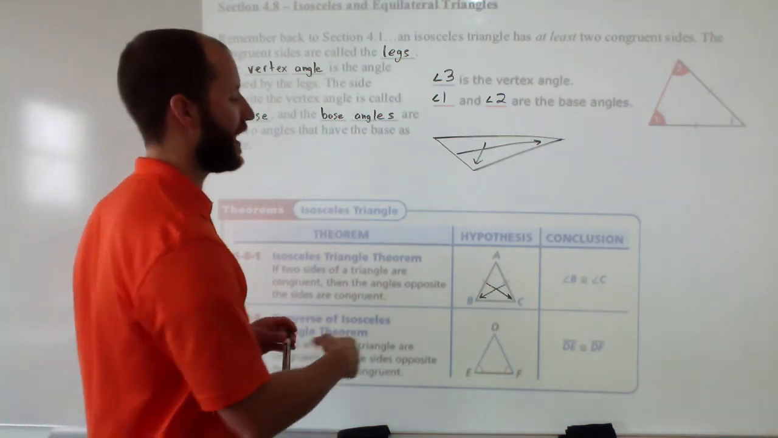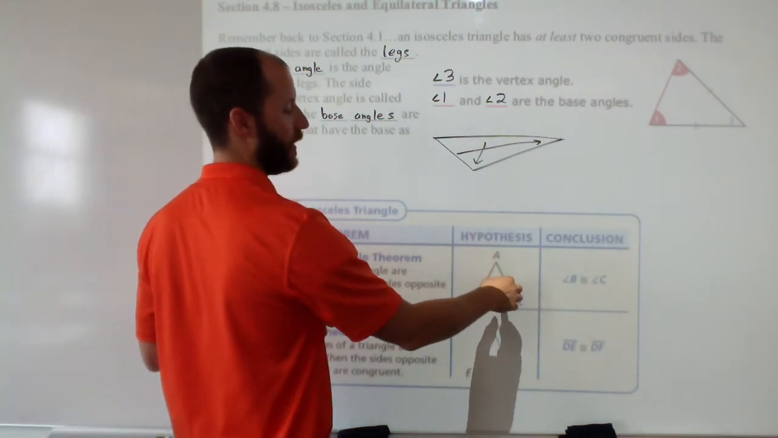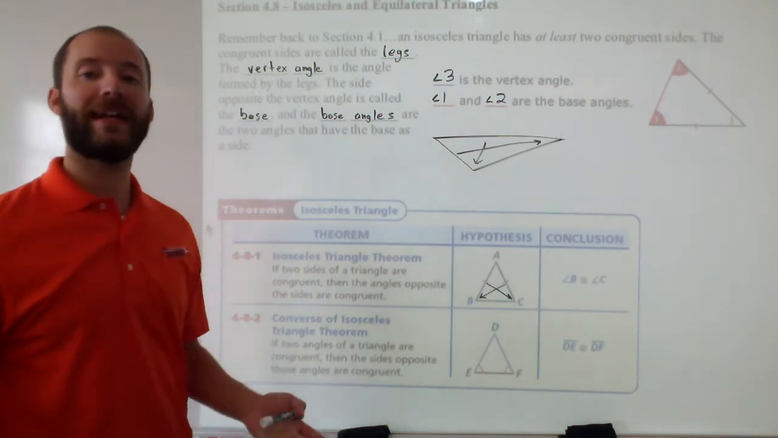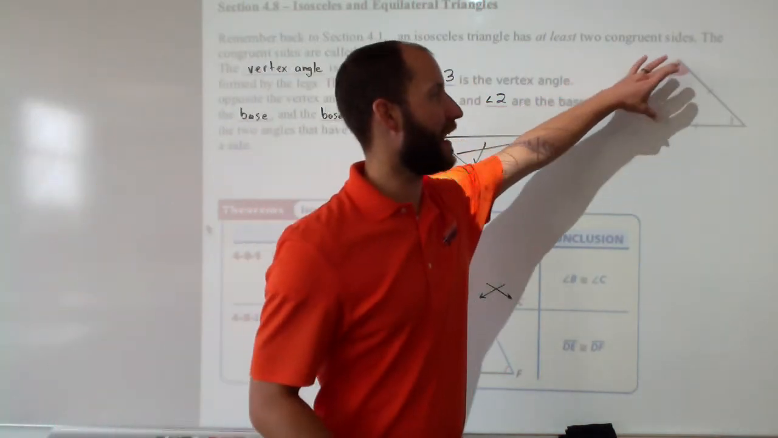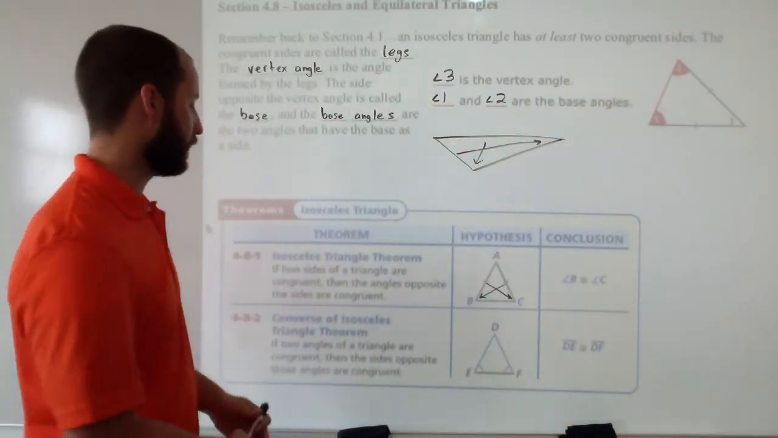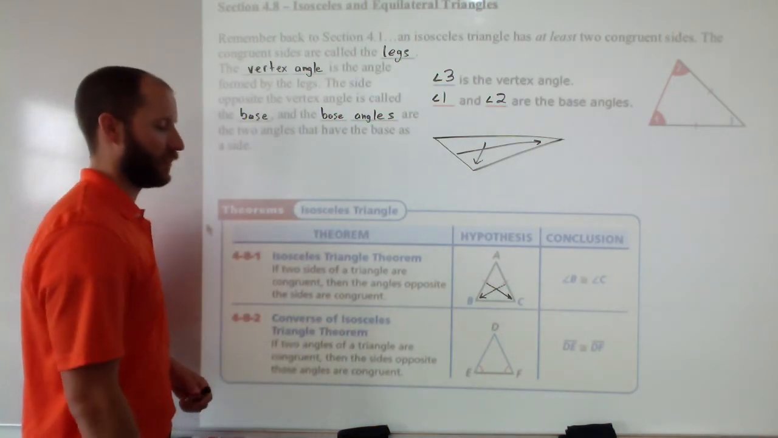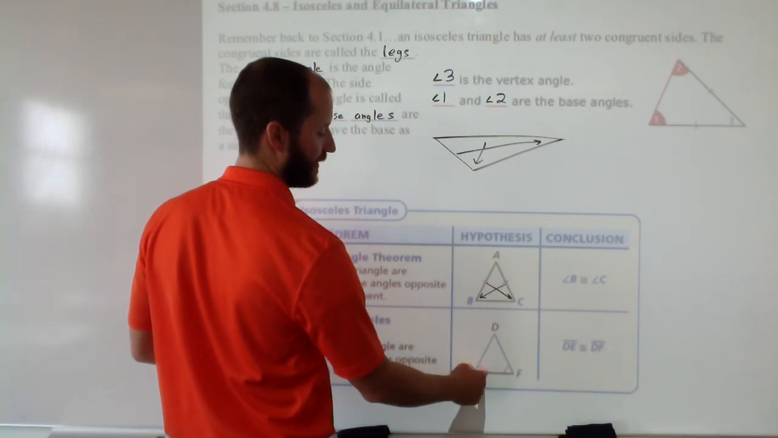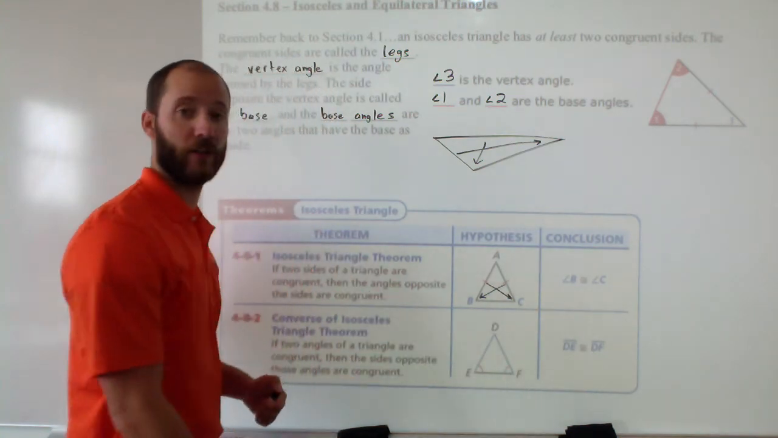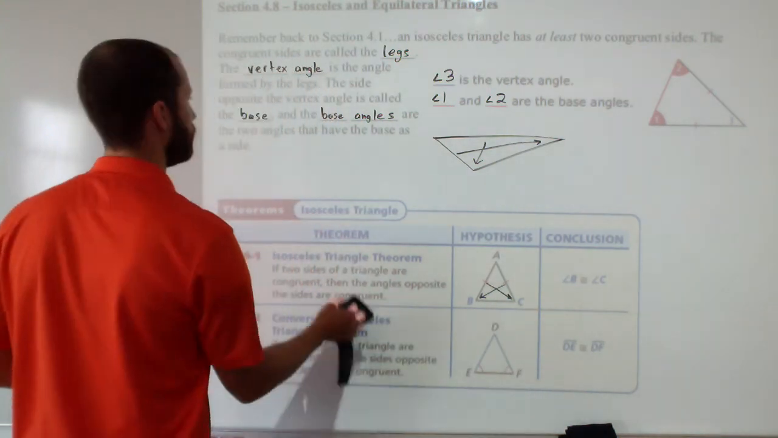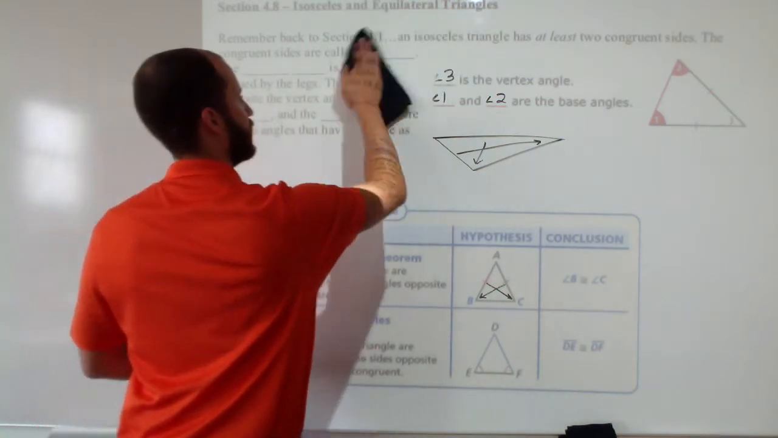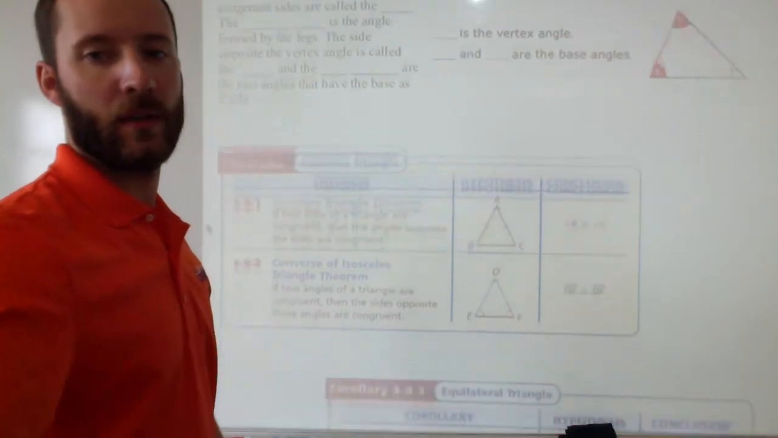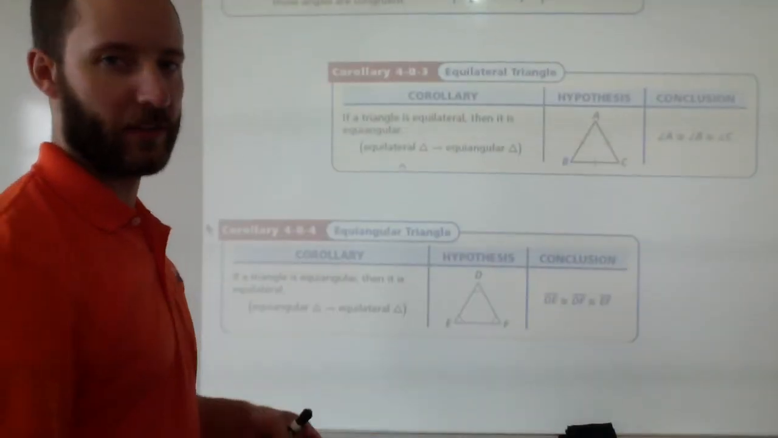So if you have two sides that are the same, it would make sense that the opposite angles are also the same. So in an isosceles triangle, the base angles are congruent to each other. Then we have the converse of the isosceles triangle theorem. If two angles in a triangle are congruent, then the sides opposite them are congruent as well. And then we look at some results of those theorems. So we get into some corollaries.